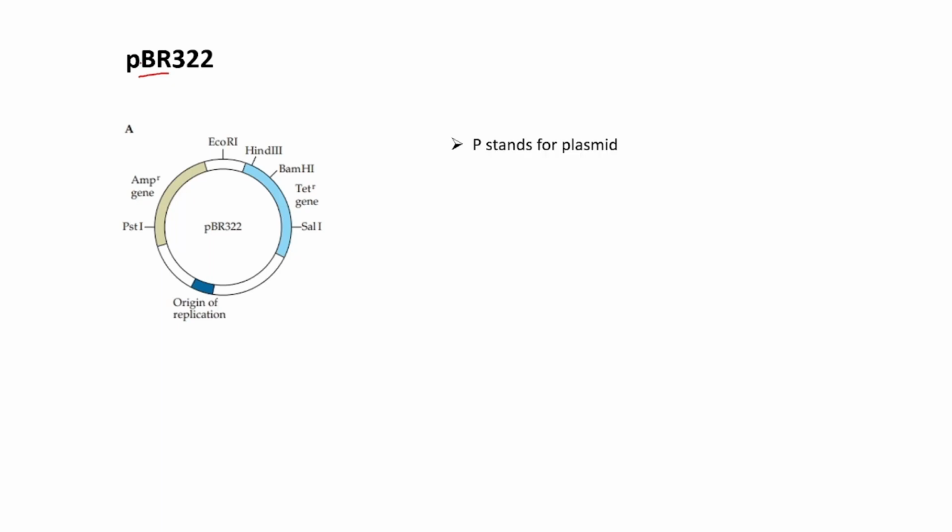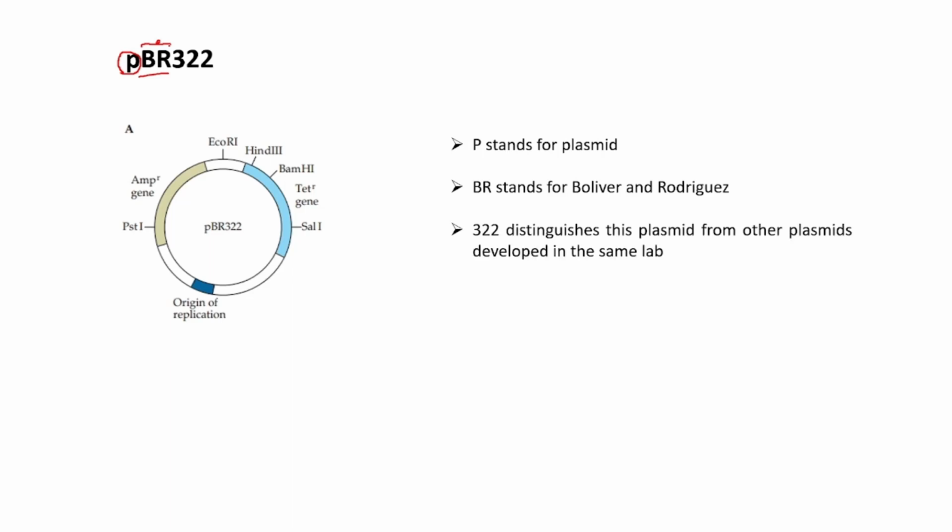So here in the name pBR322, this letter P stands for plasmid. That means it signifies that this is a plasmid vector that we are talking about. Then BR, these two letters together stand for the names of the scientists who first discovered this vector, in this case B stands for Bolivar and R stands for another scientist, Rodriguez. Next, 322. These three numbers distinguish this plasmid from the other plasmids that were developed in the same lab.